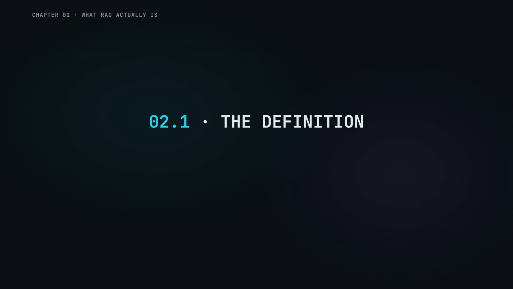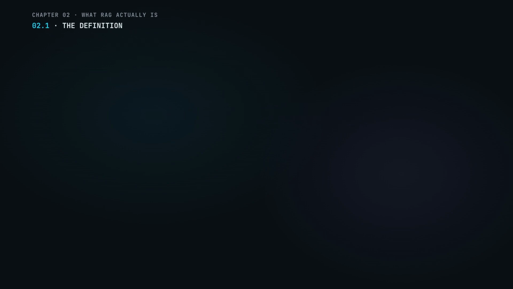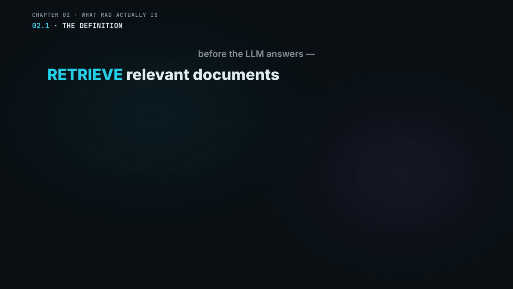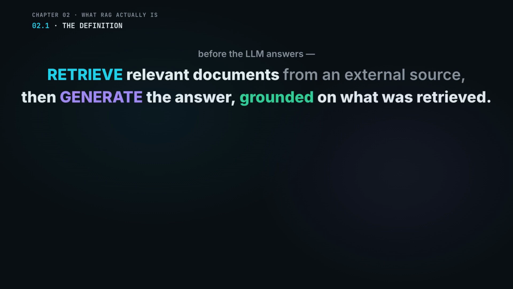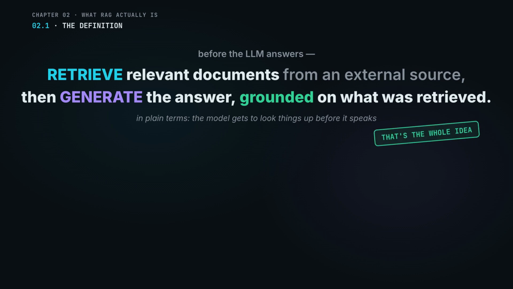Section 2.1. The definition. Retrieval-Augmented Generation. Before the large language model answers, the system retrieves relevant documents from an external source, and the LLM generates its answer grounded on what was retrieved. In plain terms, the model gets to look things up before it speaks. That's it. That's the whole idea.